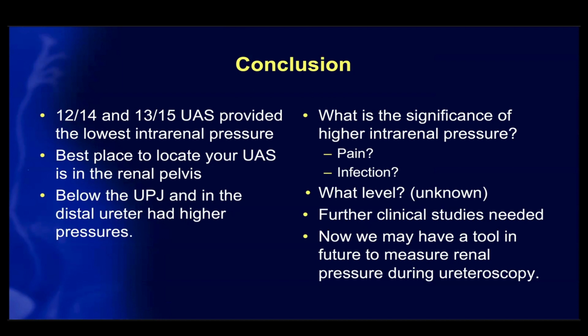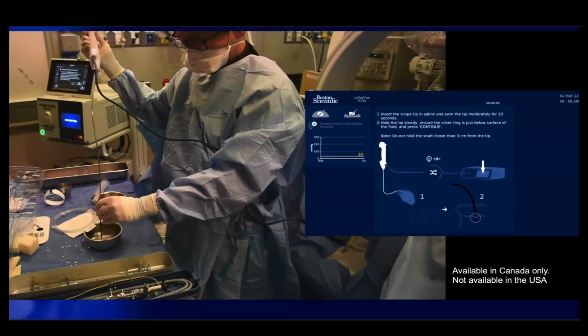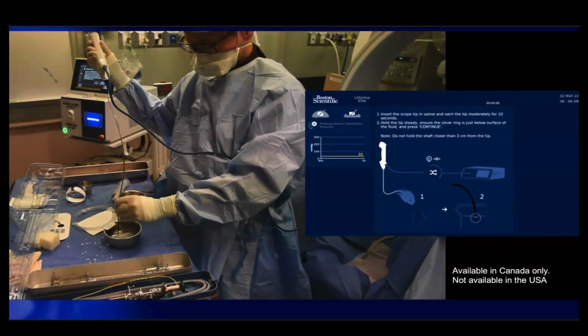So from this, we know that you should use at least a 12-14 or 13-15 access sheath to reduce your intrarenal pressure. You should place it inside the renal pelvis. And we don't know what the clinical significance is, but we're going to look at some of those things. So this is its first clinical use.